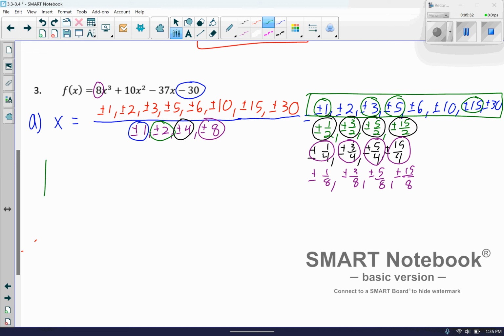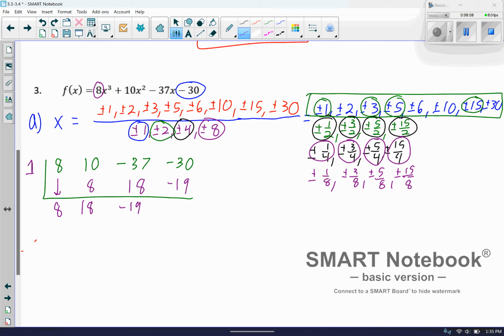So now it's time to just start trying this out. The first two, I got really lucky. The first number I tried worked, so let's see how this turns out. I'm going to start with trying 1. So we're going to drop the 8. 8 times 1 is 8. 8 plus 10 is 18. 18 times 1 is 18. That's going to add together to give us negative 19. Negative 19 times 1, and then that adds to negative 49.